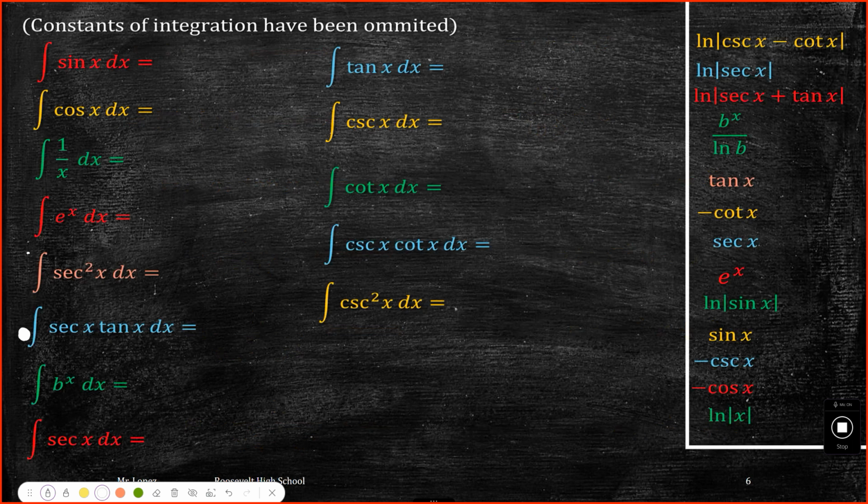All right. You don't need to be writing this down. Okay, let's go. Jacob, integral of sine x dx. Negative cosine x. Vivian, integral of cosine x dx. Anthony, integral of 1 over x dx. Absolute value of x.